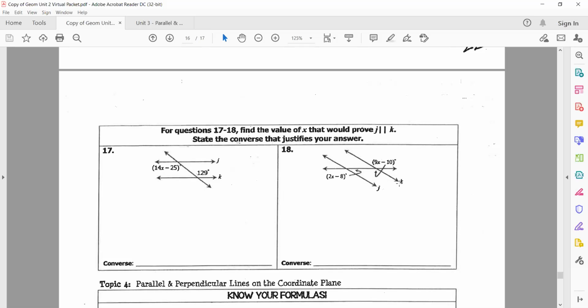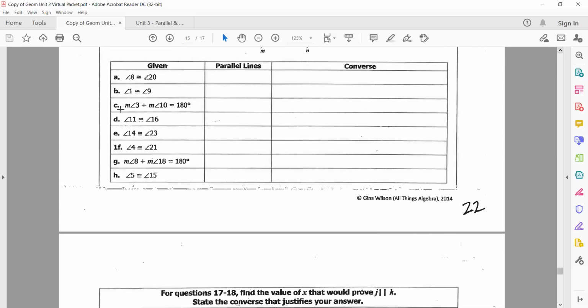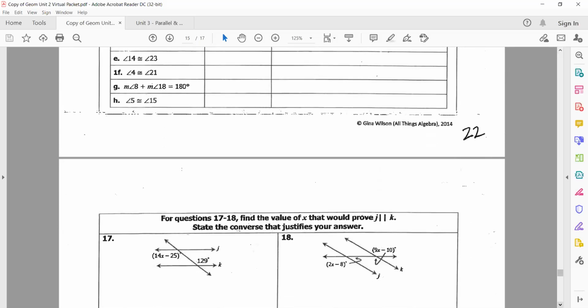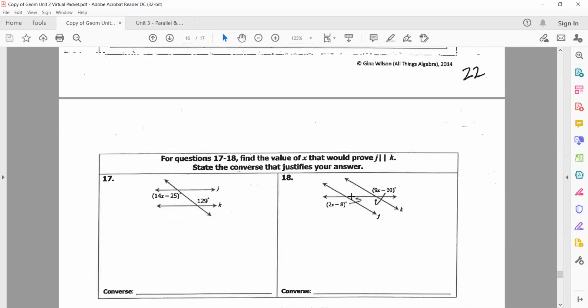Same kind of thing here, but it's a different definition on number 18. That one's like the last one that we talked about up here, totaling 180, because now in problem 18, these are consecutive. These are on the same side of the transversal, one right after the other, consecutive.